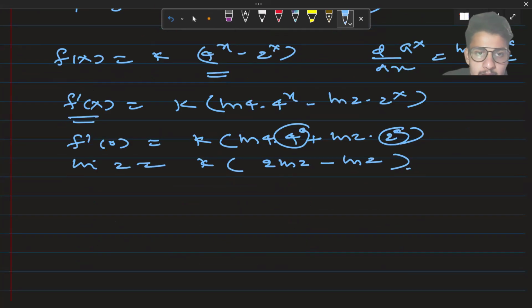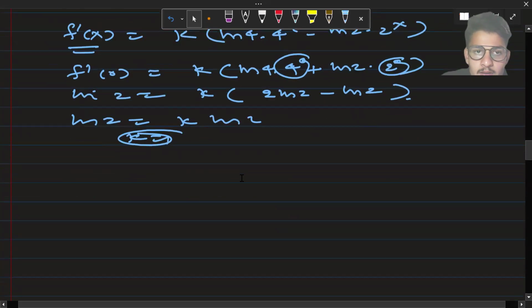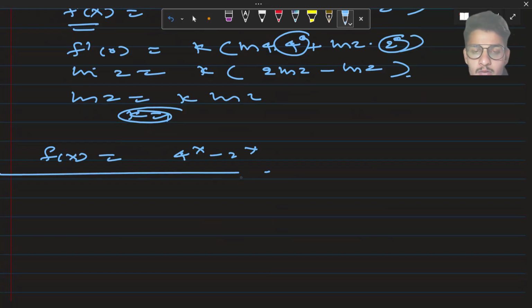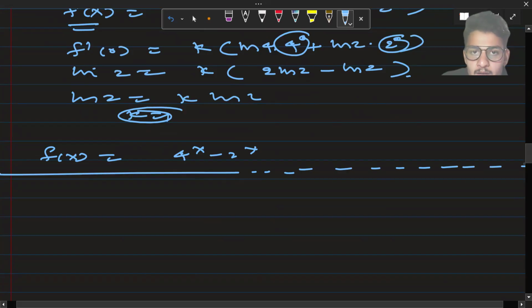So you will receive k equals 1. K is 1. So the function equation becomes f(x) equals 4 to the power x minus 2 to the power x.